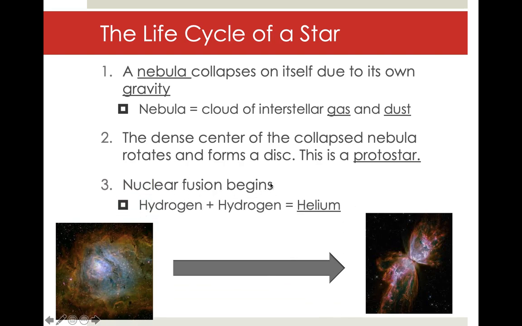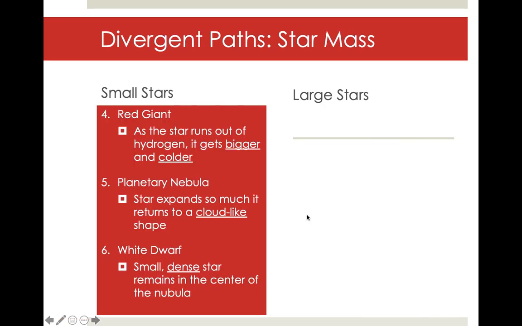Now, when the protostar gets big enough, it'll begin the process of nuclear fusion. And remember, that's the process of taking two hydrogens and putting them together to make one helium atom. Now, at this point, we have a fork in the road. If the protostar forms a small star, then that small star will burn through its fuel, and it will eventually become a red giant. So this path right here is actually the path that our sun is on. So our sun will go through this path.